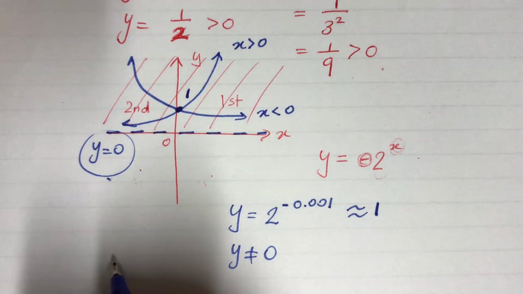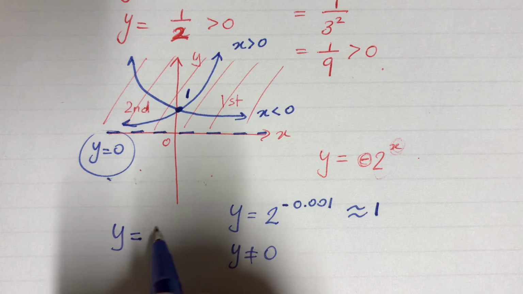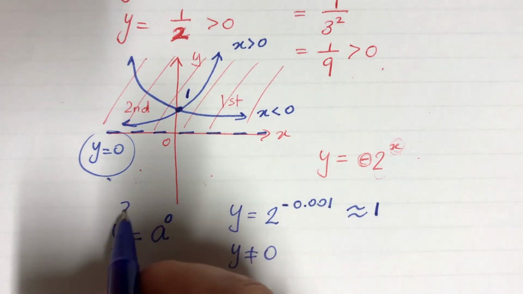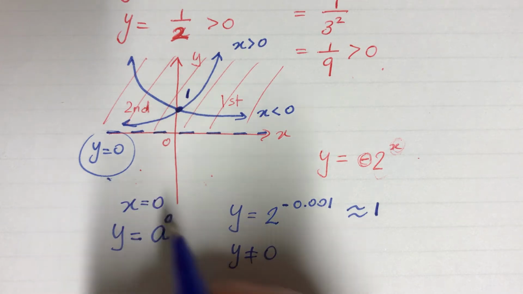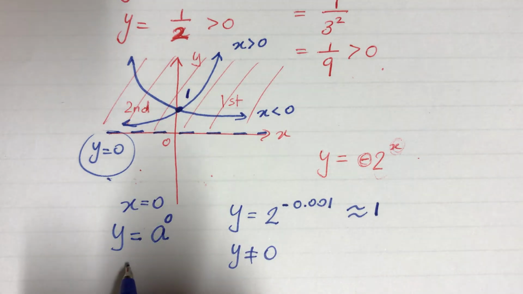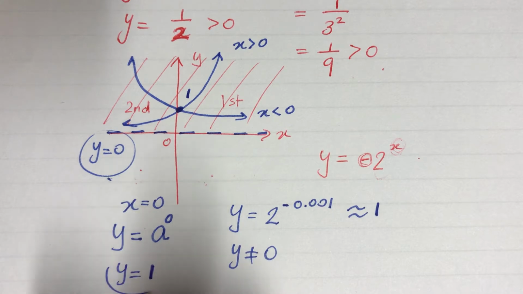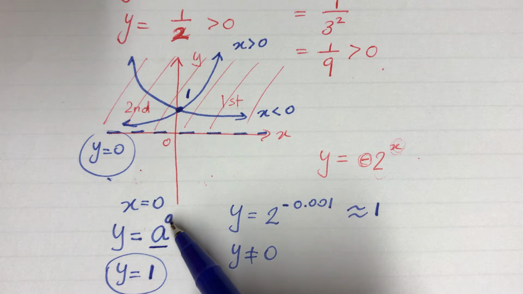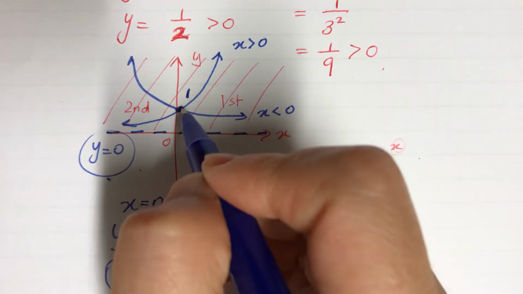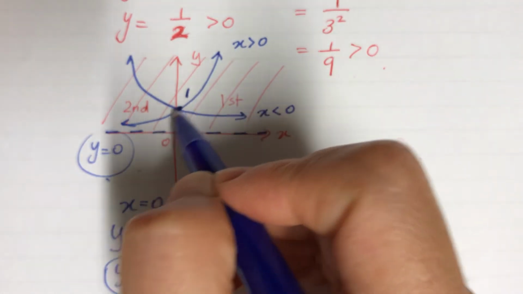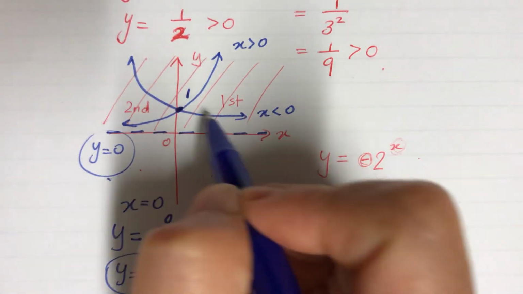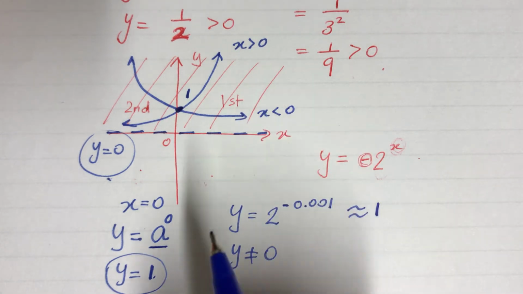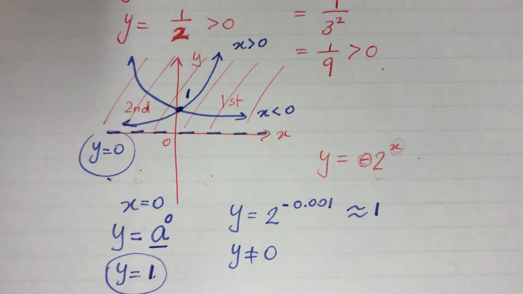So let's have a look. y equals a to the power of 0. Because to get the y-intercept, x has to be 0. That will become y equals 1. It doesn't really matter what constant you have. As long as your power is 0, you will get 1. So both of them will go through 1, whether it's negative or positive. That's something that you have to remember.